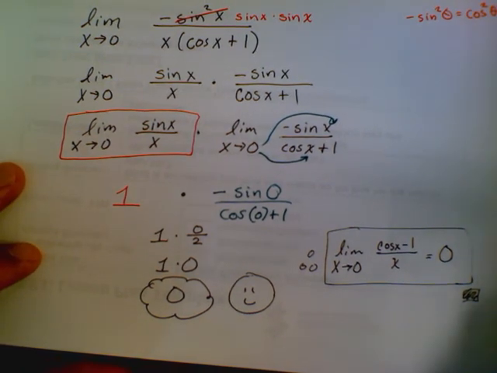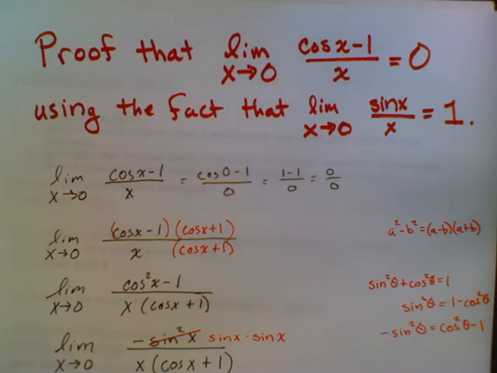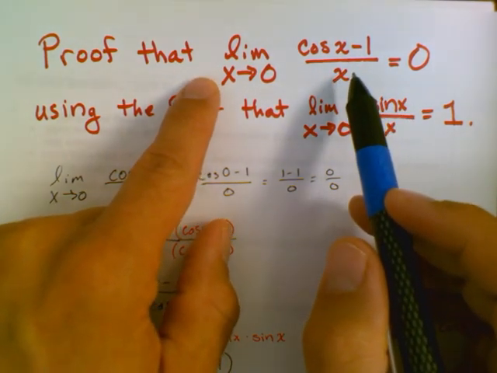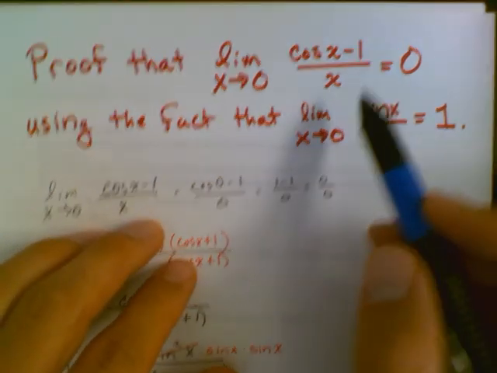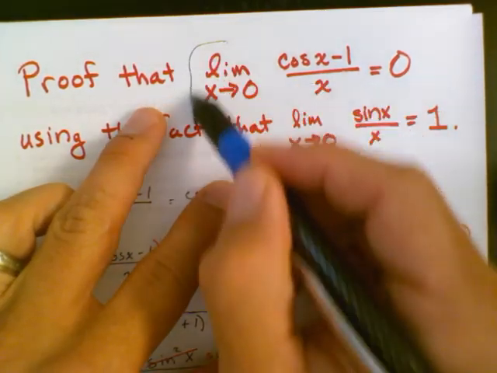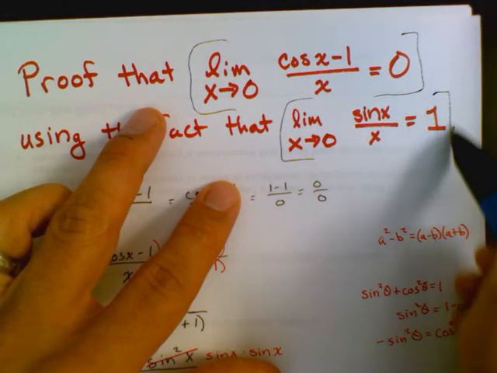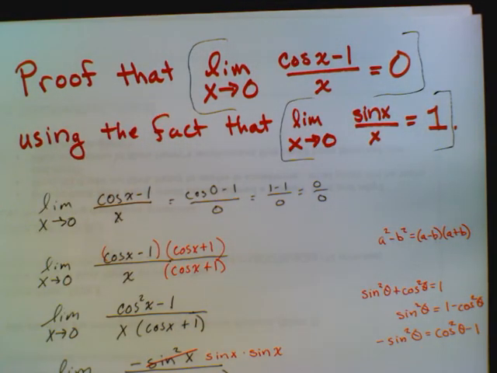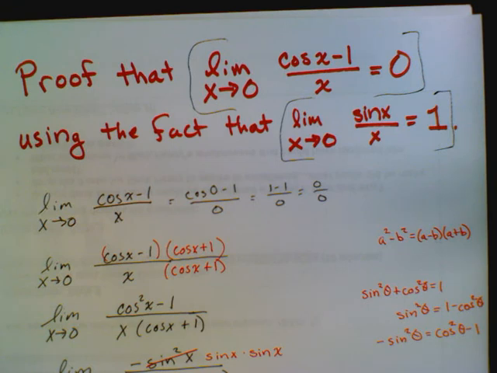I did my best to show you the proof of why this one equals 0. In real life, here's what we need to remember: this one equals 0 and that one equals 1. In future problems, these might show up in the middle of a problem, and then you'll have to figure out how to use that theorem.